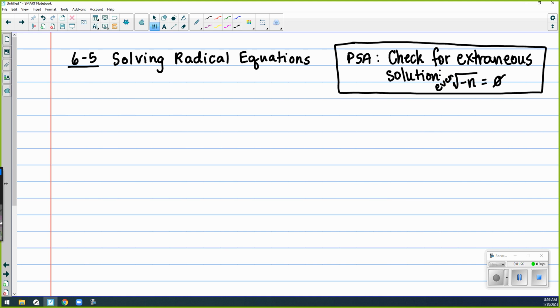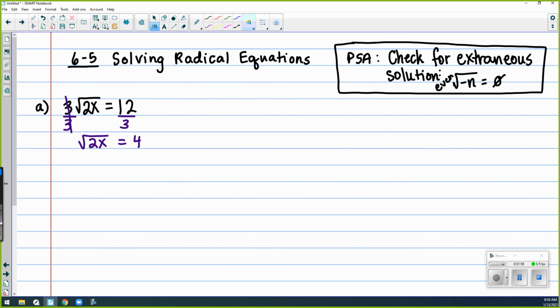Let's get busy. Here's example A. We're going to take 3 times the square root of 2x is equal to 12. That's our first equation. This is obviously a square root because there's no root number on the tail of the radical. So the first thing I'm going to do is divide both sides by 3, to move that integer in front of the radical. Now I have the square root of 2x is equal to 4. 12 divided by 3 was 4.